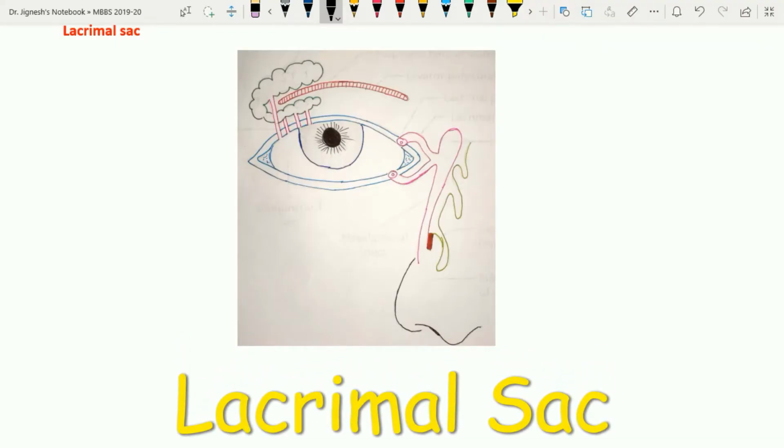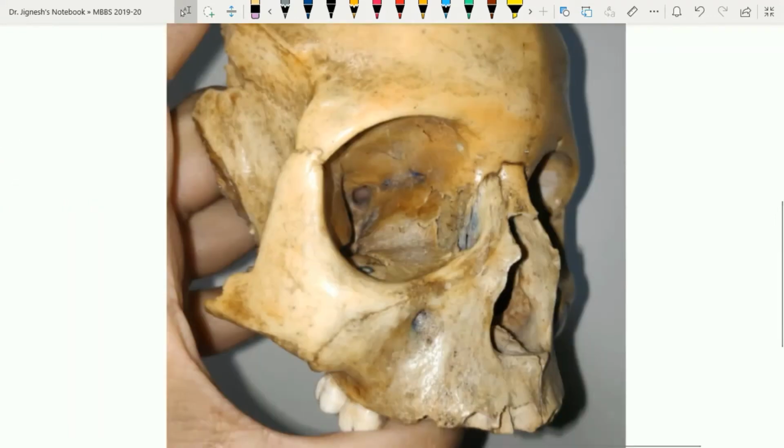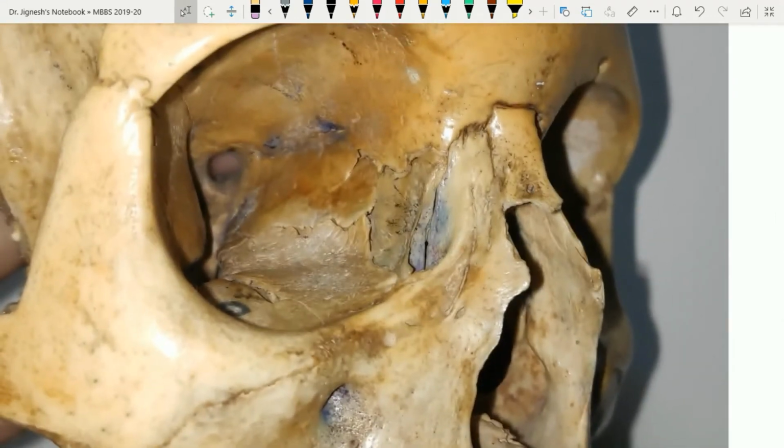Now let's see the lacrimal sac. The lacrimal sac is the dilated upper portion of the nasolacrimal duct, which is around 12 mm in length, and it is actually situated within the lacrimal fossa. And this lacrimal fossa is present somewhere here, and it is formed anteriorly by the frontal process of the maxilla and posteriorly by the lacrimal bone.